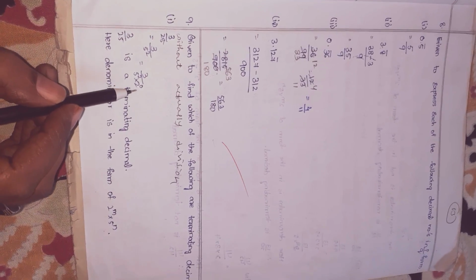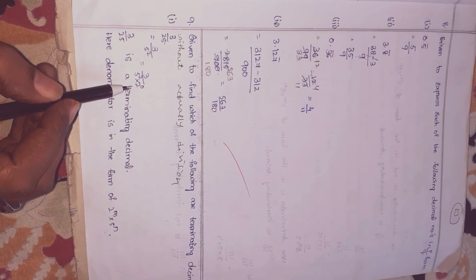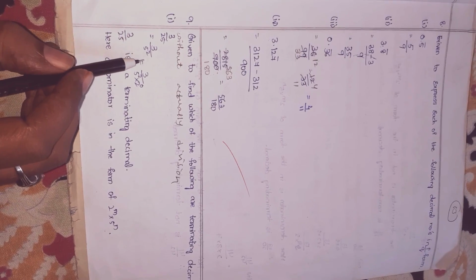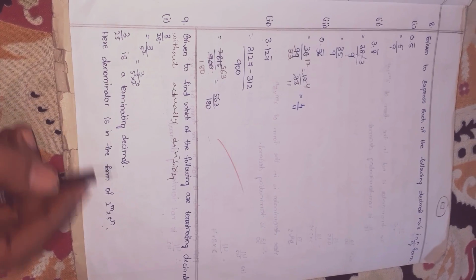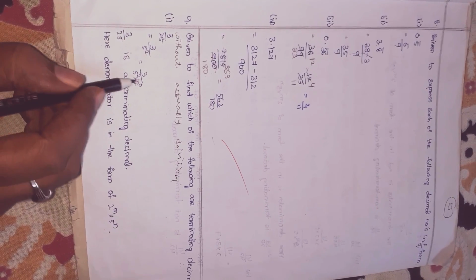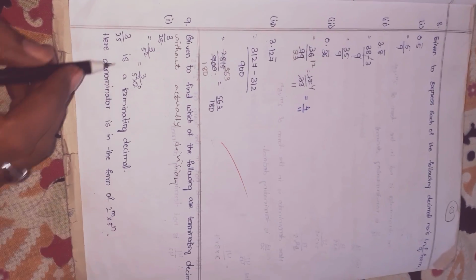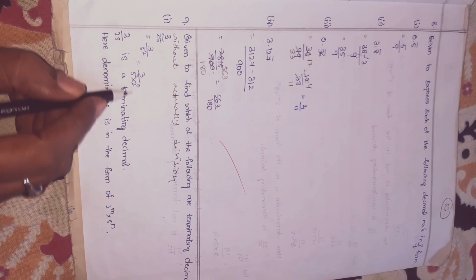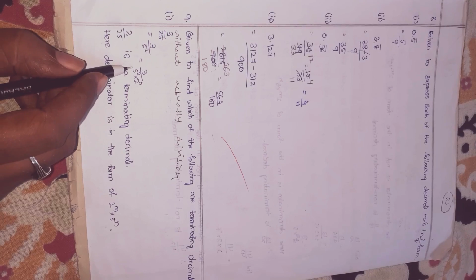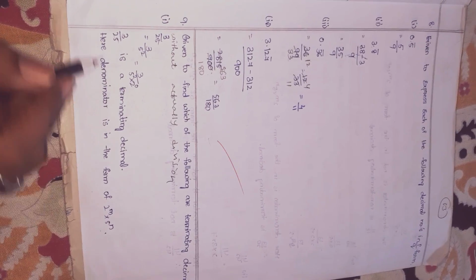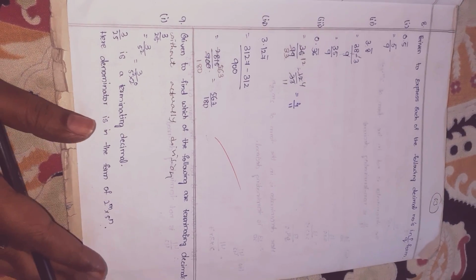Why? Because nothing is there means what can we write, children, here? Nothing is there means here we can write 1. So anything power 0, we already know a power 0 is 1, children. That's why I wrote 2 power 0. So anything power 0 is 1. So the denominator came in the form of 5 power n into 2 power m. So it is a terminating decimal. Is it clear, children?